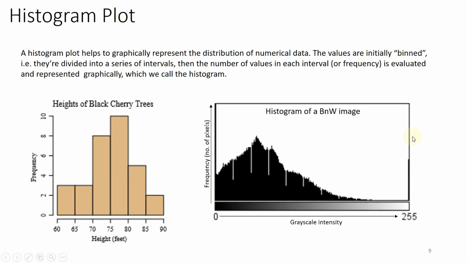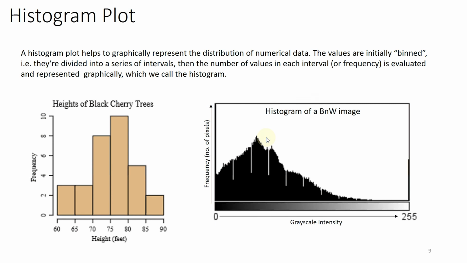An example that you will probably encounter when it comes to image analysis would be a histogram of an image. So this is the histogram of a black and white image. So you have grayscale intensity from 0 to 255, and this tells you the frequency, which in this case is the number of pixels at each grayscale intensity value.